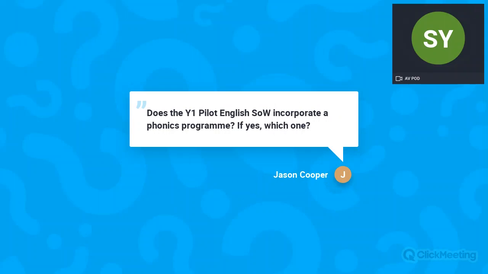Thank you, Jason. Regarding the English scheme of work, does it incorporate a phonics program? So yes, it does incorporate a phonics program. Some schools already have phonics programs that they are very happy with, and you're welcome to continue with those. We are providing Floppy's Phonics as a resource that schools can use for the pilot program. But again, if you're using another phonics program that you're happy with, you're welcome to keep that.